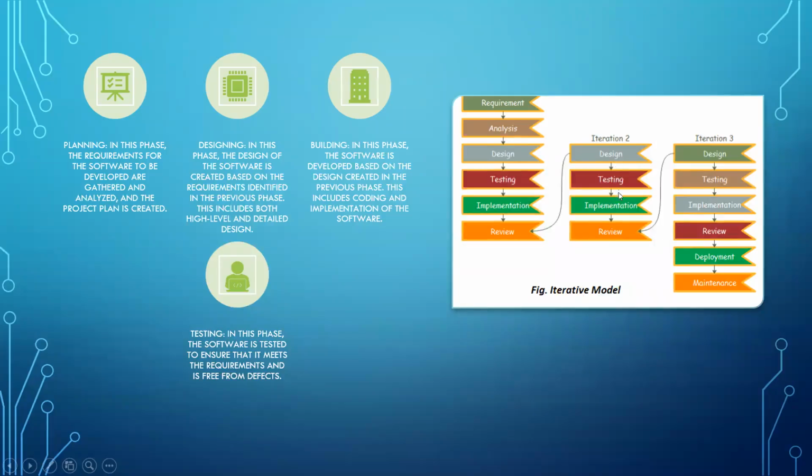Iteration 2 will have design, testing, implementation, review. If we get any feedback from the customer, we consider it as another iteration. This will continue until all these requirements are done along with the feedback. So this is the iterative model.